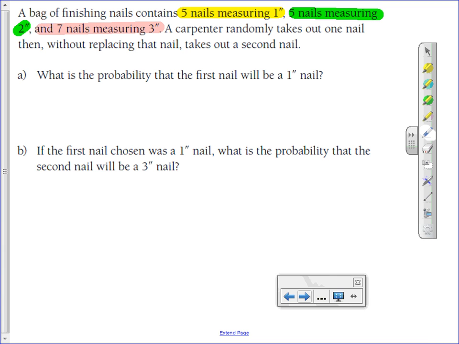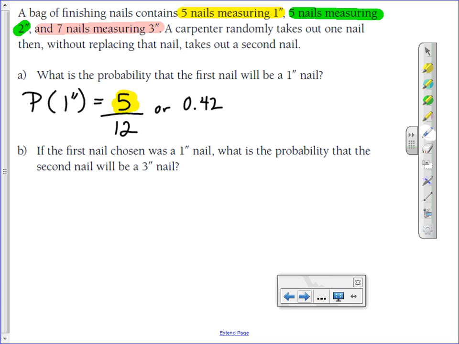So again, we want to have a probability statement. So the probability of a 1-inch nail, that's just a short way to write that, is the number of favorable, which is 5 one-inch nails, over the total number of nails, which is 5 plus 5 plus 7 is 17. And you could also change that to a decimal value, and you'll be expected to be able to do both. So you probably take your calculator out, and you'll round that decimal number. And usually we go to 2 decimal places.